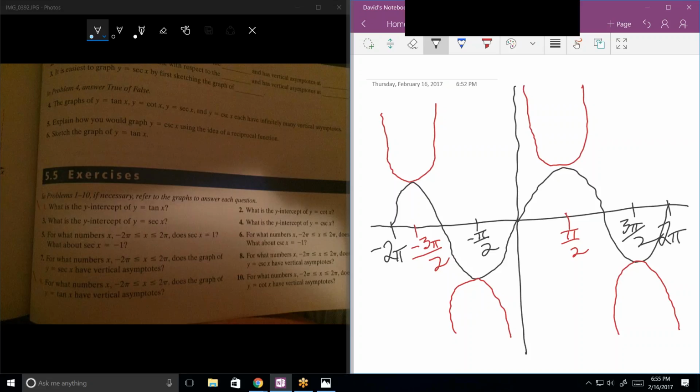The vertical asymptotes, wouldn't they be at pi over 2? No, wait, no. The vertical asymptotes are going to occur wherever the sine is equal to 0. Well, the sine's equal to 0 there, there, there, there, and there. So this thing's going to have 5 vertical asymptotes. The asymptotes are going to be x equals negative 2 pi, x equals negative pi, x equals 0, x equals pi, and then x equals 2 pi. Perfect.